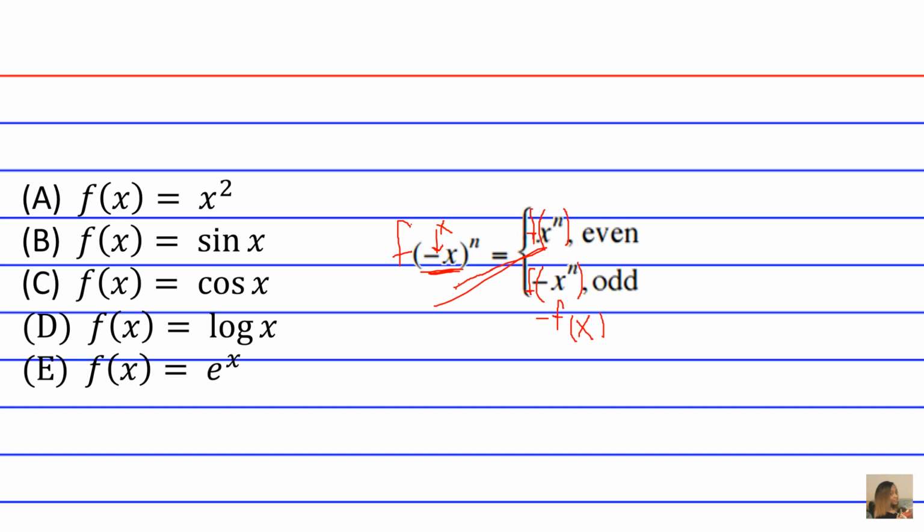All right. So of the answer choices that were given, x squared, sine of x, cosine of x, log x and e to the x, if you were to go through and plug in an x, let's say 1 and negative 1, and test this out, the only function that would fit the criteria for an odd function is going to be sine of x, which kind of looks something like this.